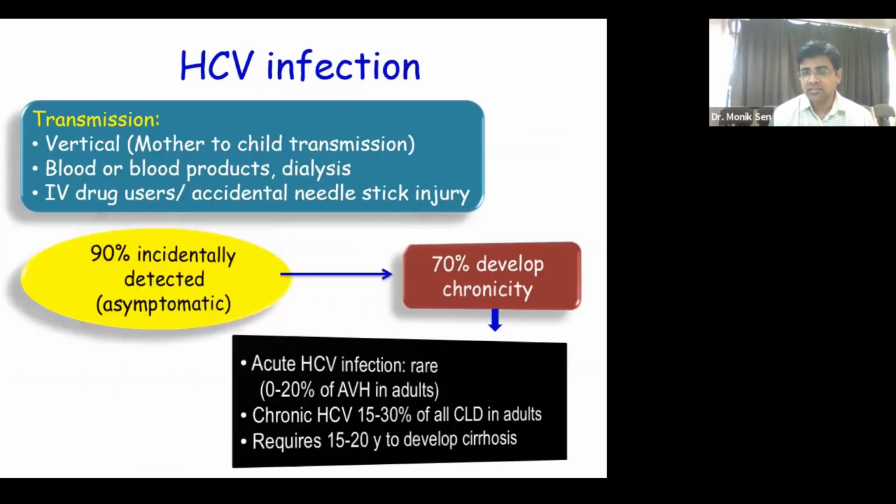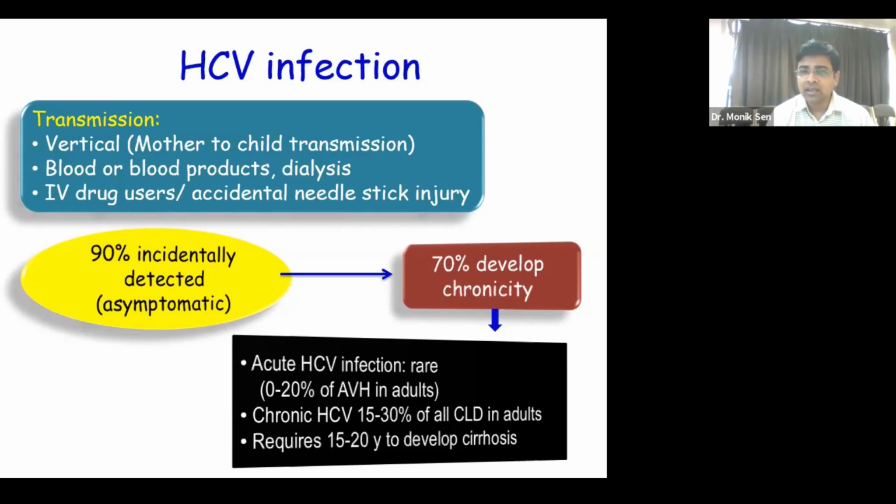Hepatitis C infection, you have to remember, both for hepatitis B and C, it takes years to get cirrhosis. In hepatitis C, it takes about 20 years to develop cirrhosis from the time of infection. Most common is vertical, mother to child. Then you have blood, you have IV drug abuse, needle stick injuries, and things like that. If you are incidentally detected, then there is a 70% chance you will develop chronicity.